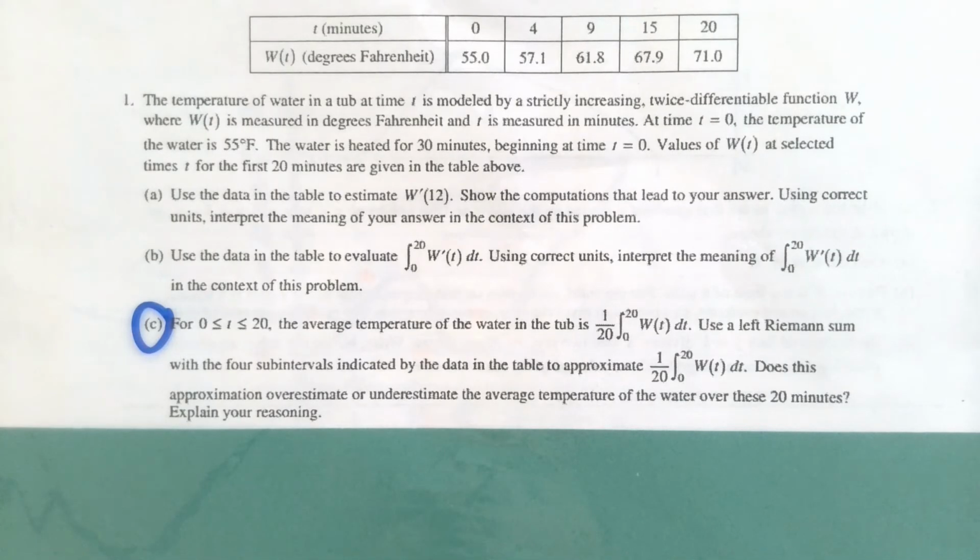Okay, for our last question, we're focusing on part C, and I do want you to go ahead and set up a left Riemann sum, but you don't have to solve it. I really want to focus in on this last question: does the approximation overestimate or underestimate the average temperature? So go ahead and pause the video and set it up, and then think through, what do you think there?